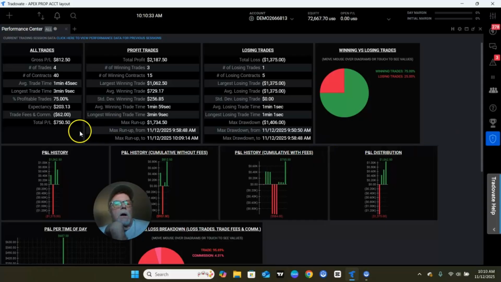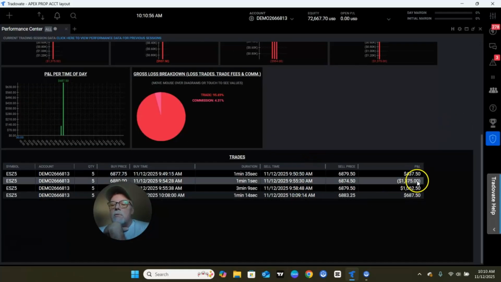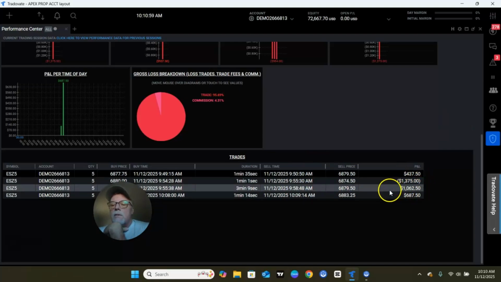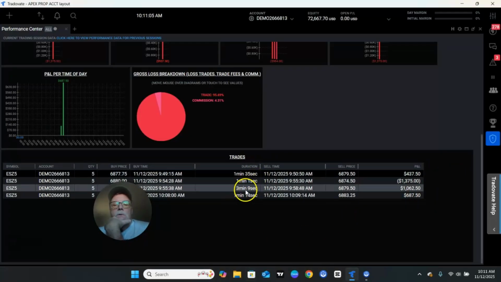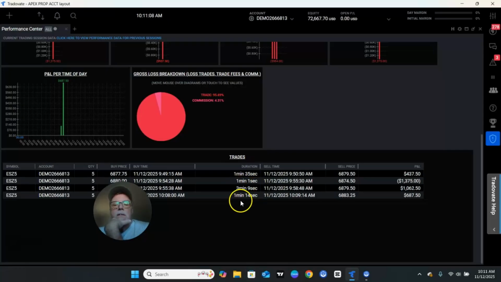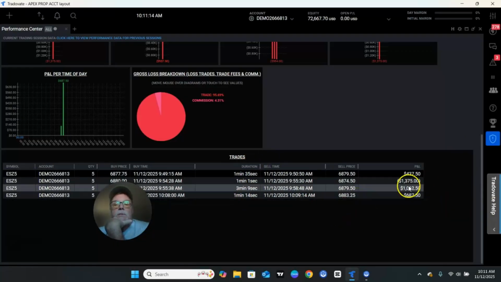So, all right, 4 trades today, 3 in profit, 1, even though it was huge, loss, but we still made $750, paid $62 fee. We made $2,100 and lost 13, so that's the difference there. There's our 4 trades. We made $437, lost $13.75, made $1,062 and made $687. And you can see the longest trade was 3 minutes, 9 seconds. Most of our trades were just over a minute.